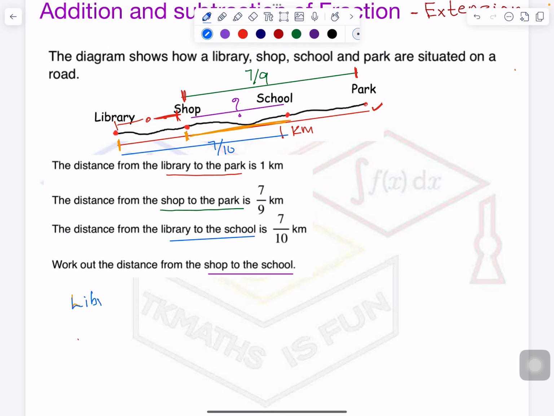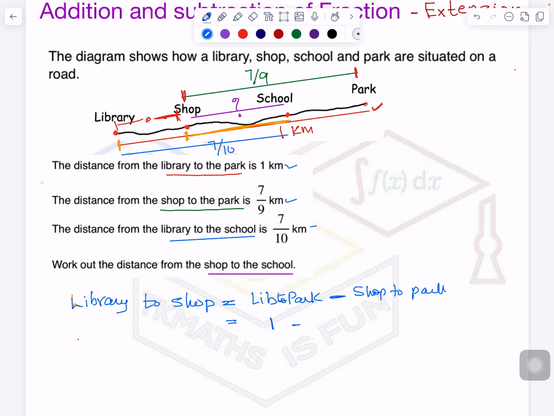So from library to shop, you can calculate if you do library to park minus shop to park, yes. I'm writing everything so that you can understand. So library to park is 1 kilometer and they are all in kilometers, so I don't need to worry about conversion of the units. And shop to park is 7 over 9.